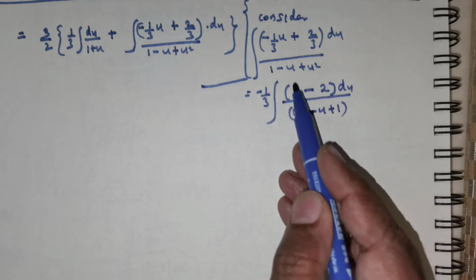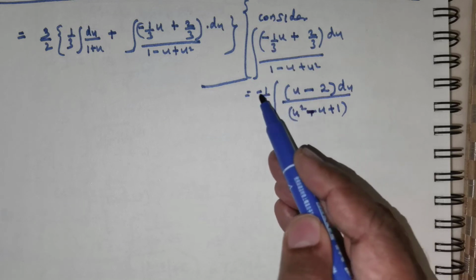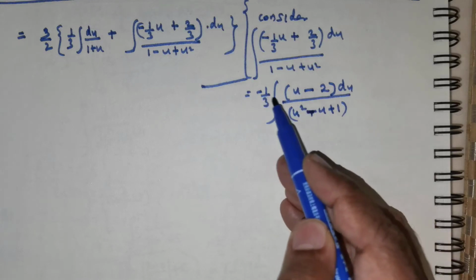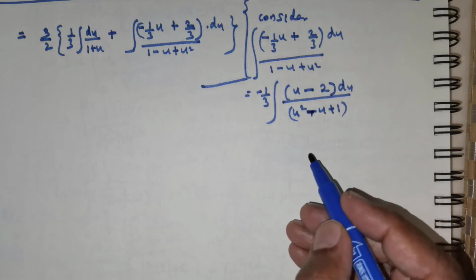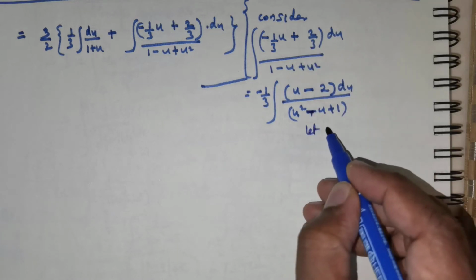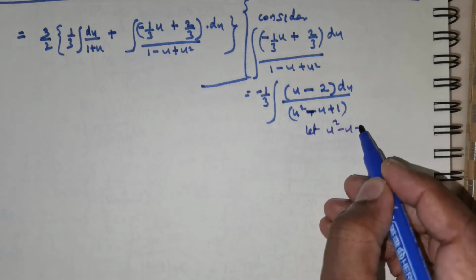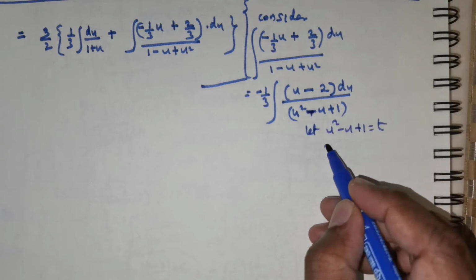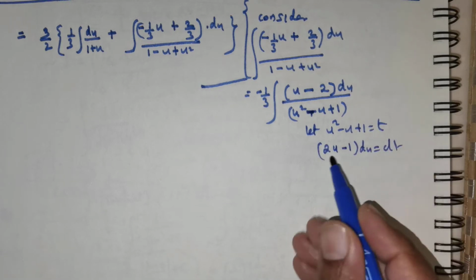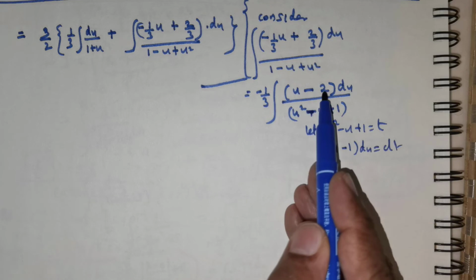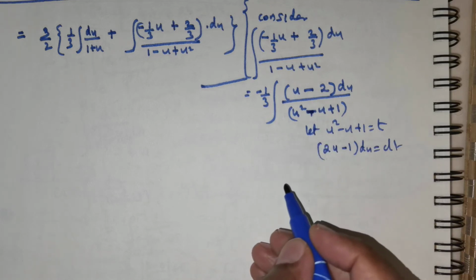Negative 1 over 3 times u would give me negative 1 over 3 times u. Negative 1 over 3 multiplied with negative 2 would give me positive 2 over 3. That's fair enough. Now if I were to make the substitution, let u squared negative u positive 1 be equal to some t, you would get 2 times u negative 1 times du is equal to dt. I need to get a 2 here and I need to have a negative 1 there.